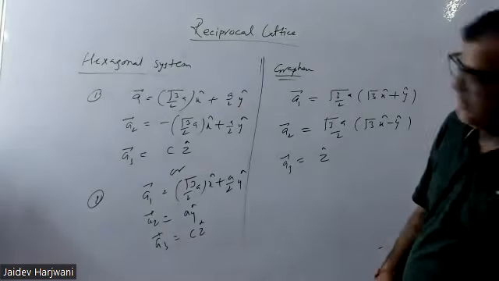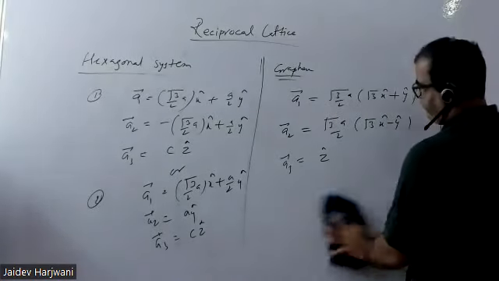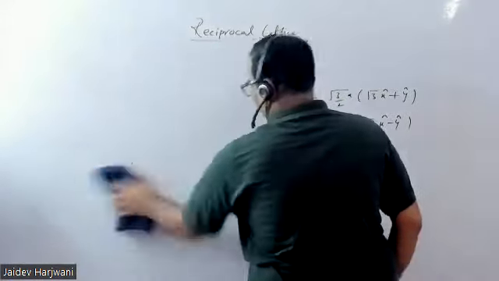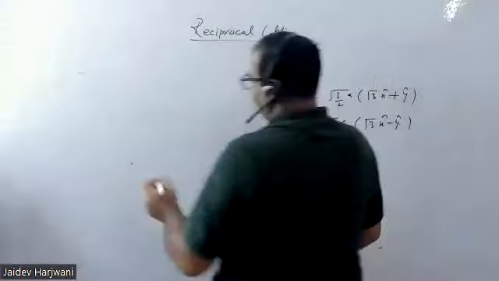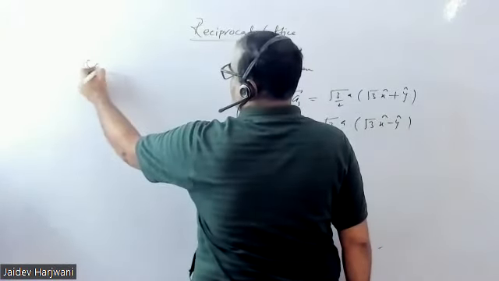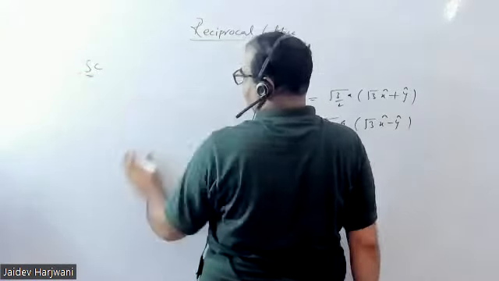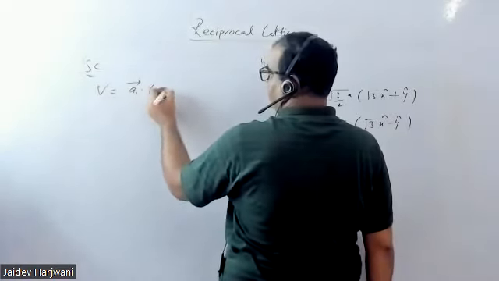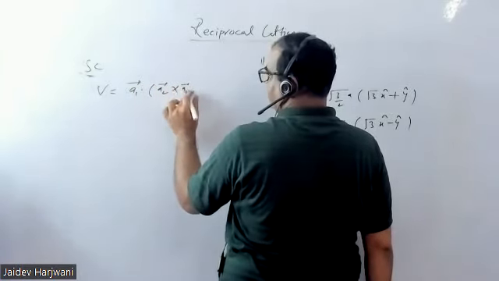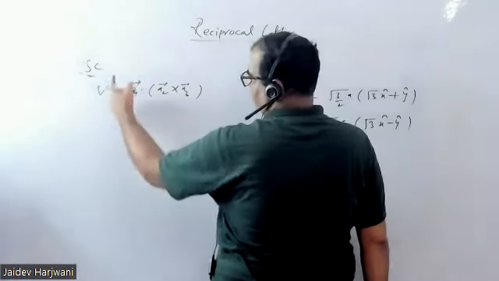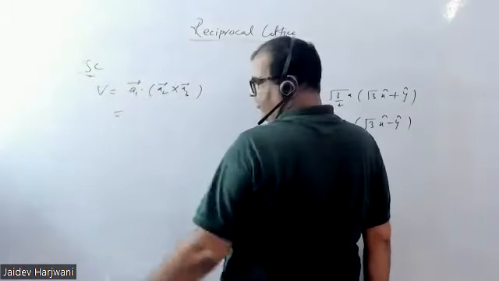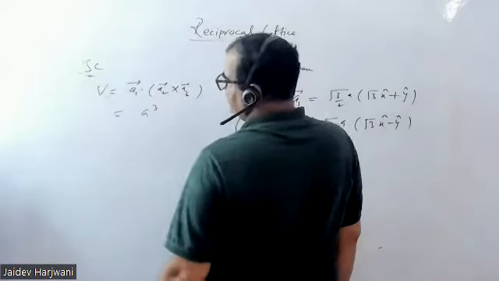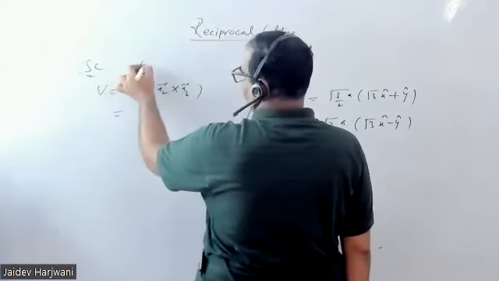Now, if I take simple cubic, the volume of the unit cell in direct lattice is given by A1 dot A2 cross A3. For simple cubic, if you put the value of A1, A2, A3 here, what you get? You get A cube, for the direct lattice.